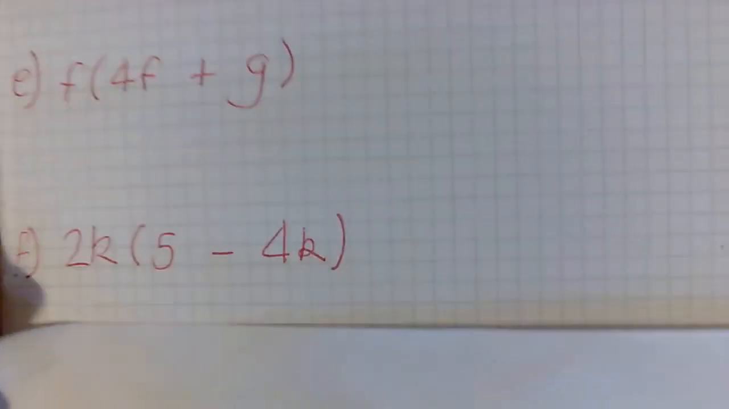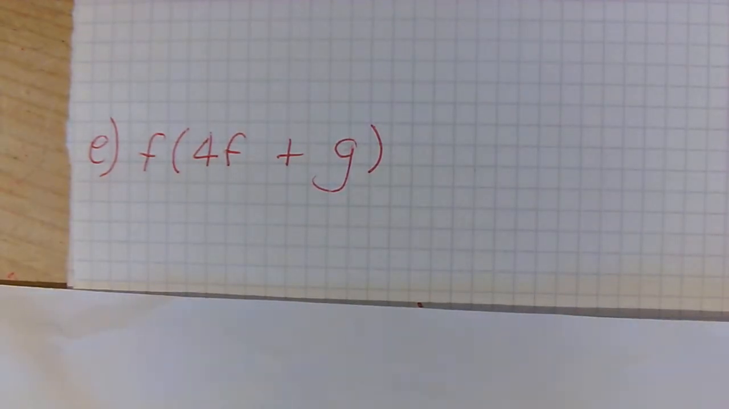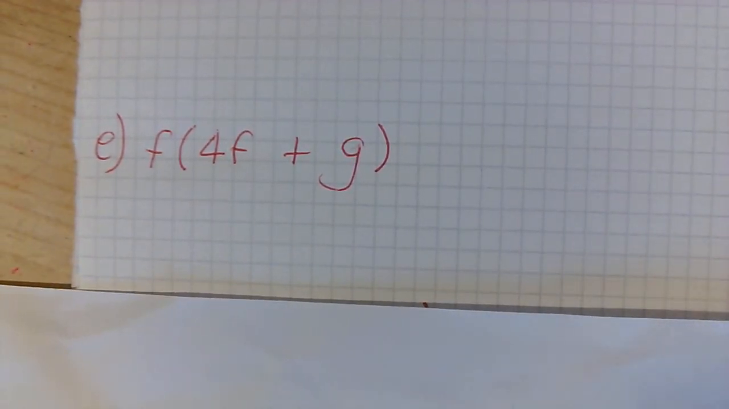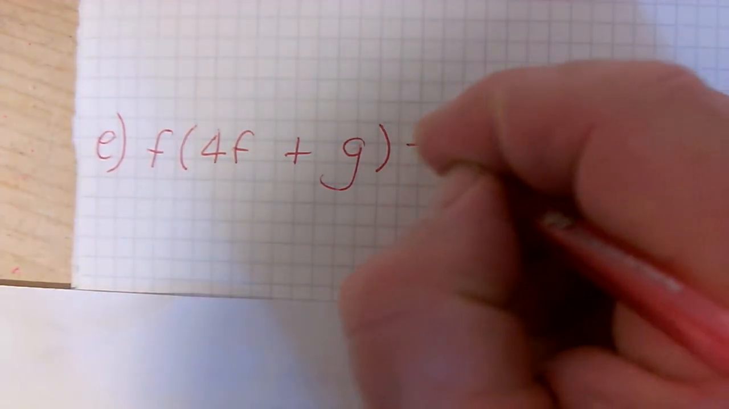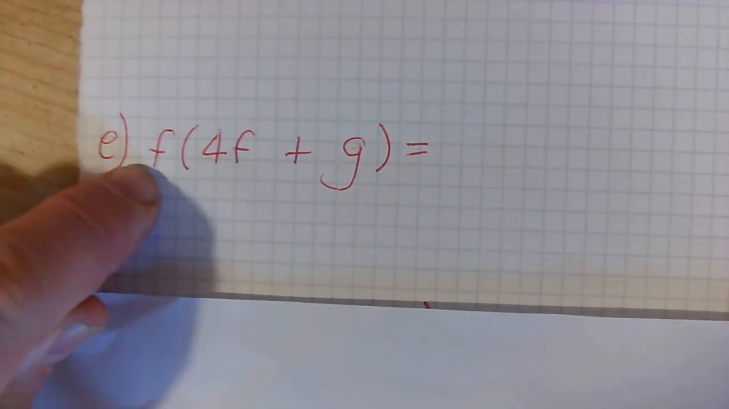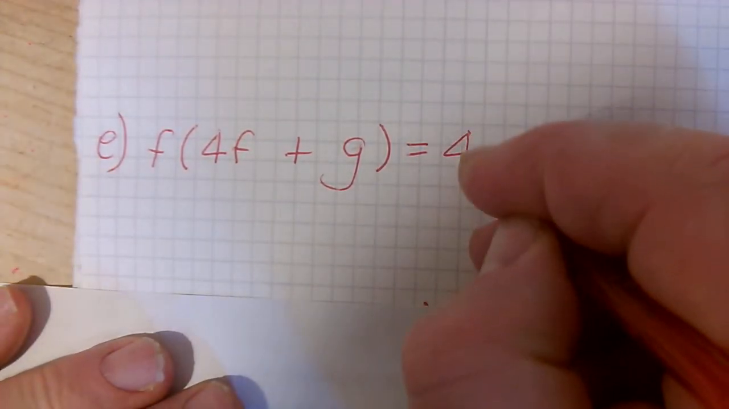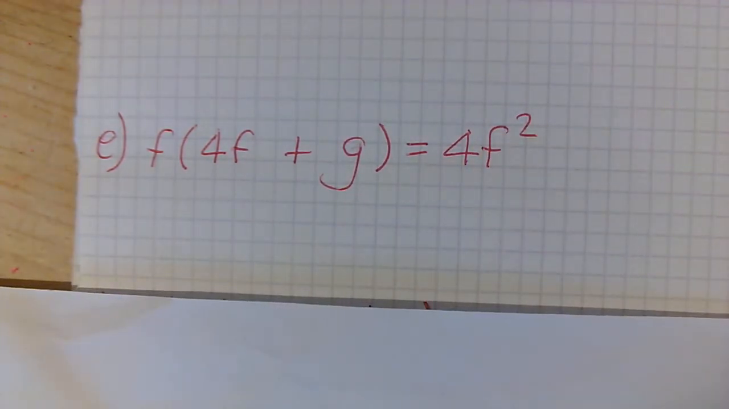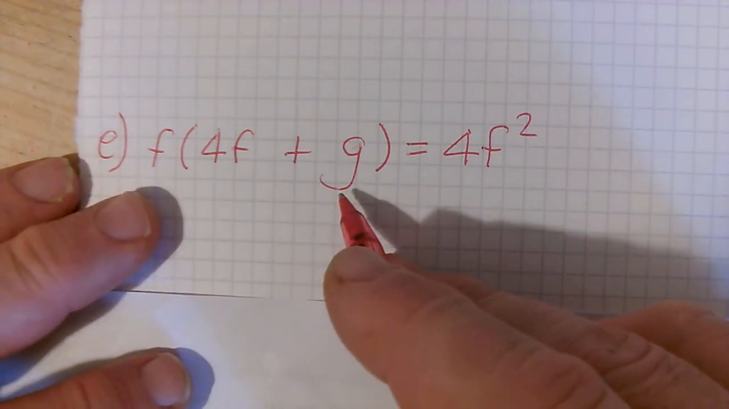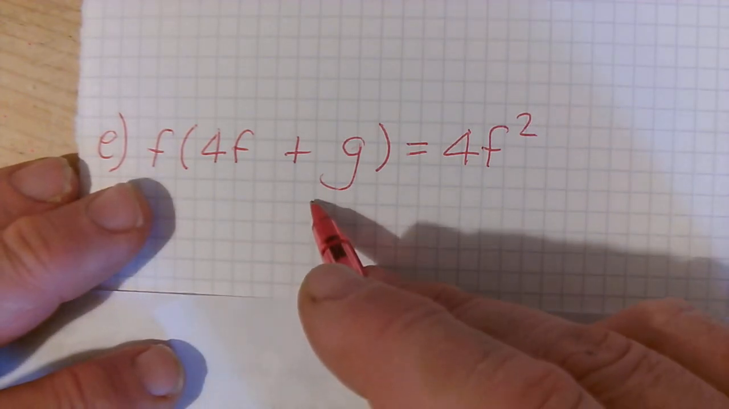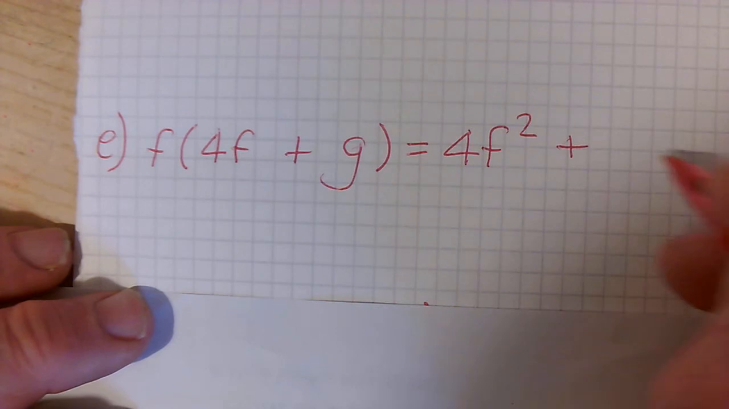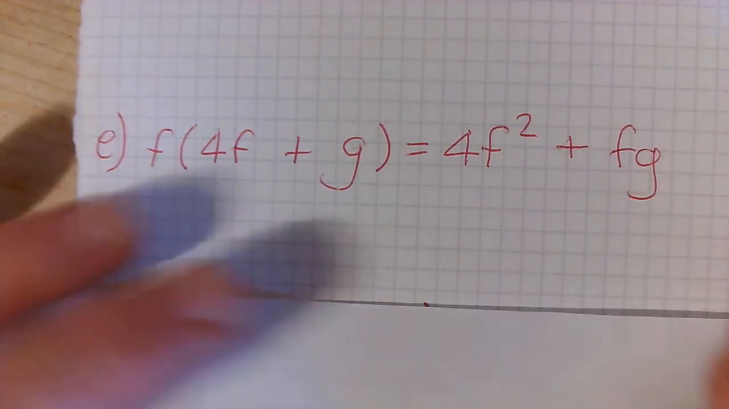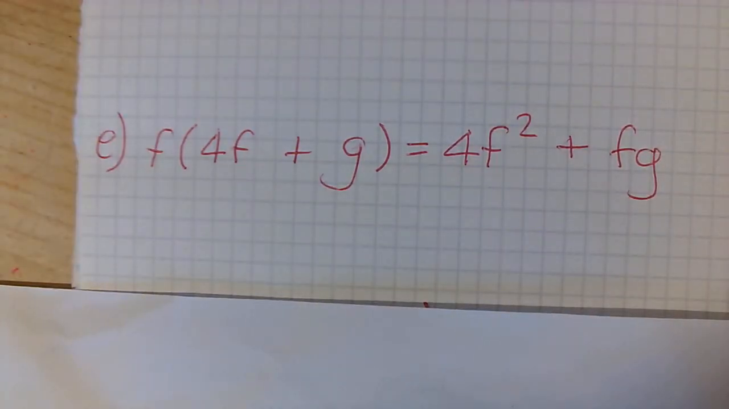For the final couple of examples, these involve a letter multiplied by itself. So you're going to end up with an f times an f, which will give you f squared. The first term is 4f times f, and you get 4f squared. The second term is f times g, and we just write that as fg, and that's the final form of the answer.